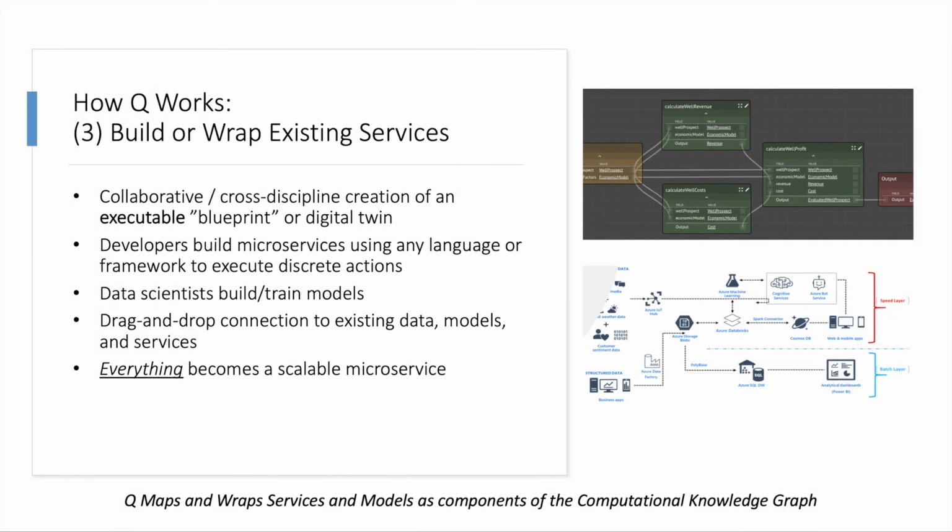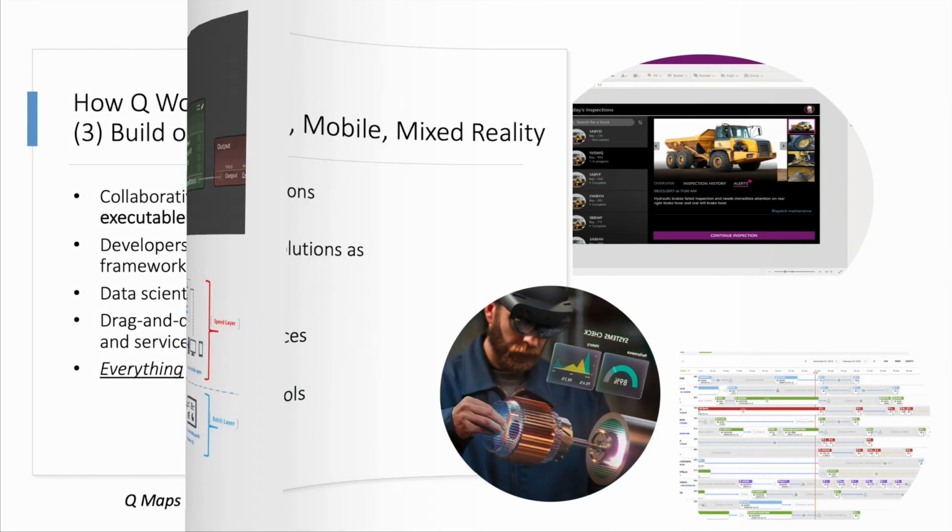When the decomposition of the functions is completed, then it's time to create an implementation of the functions. This can happen in 2 ways. Either existing internal or external services are mapped and wrapped, or developers build a new microservice. And finally, connections to data sources are created. Then everything becomes a scalable microservice and a reusable component.